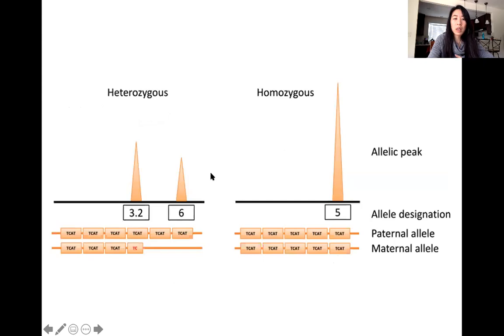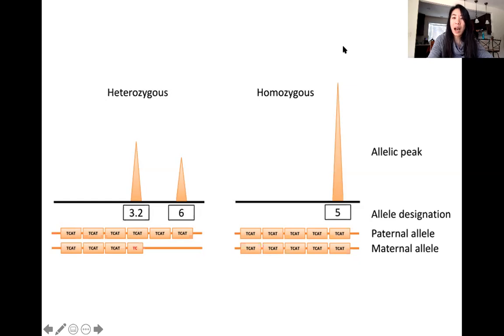So one other thing is, because we have 2 chromosomes, one from one parent and one from the other, you could be heterozygous or homozygous. So in this case, heterozygous would mean if these are your 2 chromosomes, the first one has 6 repeats, so TCAT, 6 times. That's this peak right here. The second one has, I guess they say 3.2 because it has 3 and then 2 bases here. So in this case, this person is heterozygous because the 2 chromosomes that they have different numbers of STRs, versus on the homozygous one, you would only have 1 peak because in this case, both of their chromosomes have 5 STRs. So the paternal allele, the maternal one, they both have 5. So if you were to look at it on a computer, it's just going to be 1 peak.